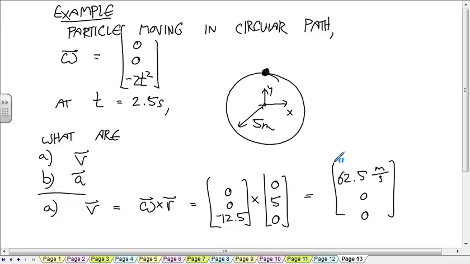Does it make sense, thinking about physically what's going on, that this would be in the positive x direction? Yeah, because we know that the angular velocity is clockwise. We know it's rotating clockwise. And so up here, it's like this. We know the velocity is going to be tangent. So that makes sense.